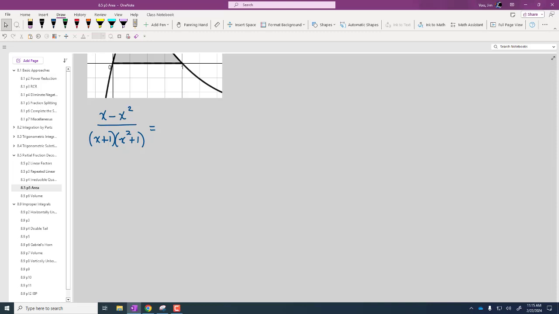The numerator on the linear is a constant. The numerator on the irreducible quadratic is linear.